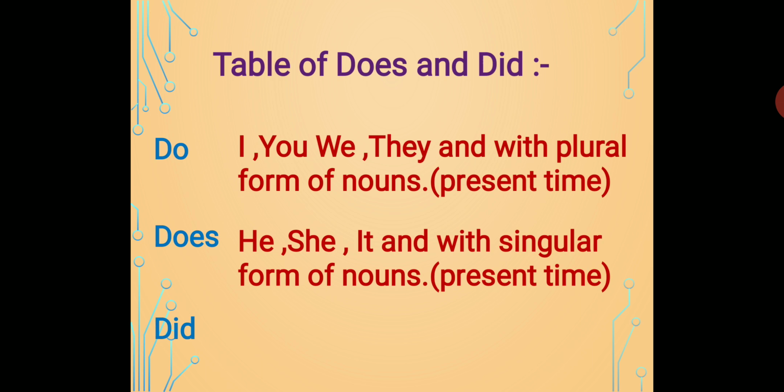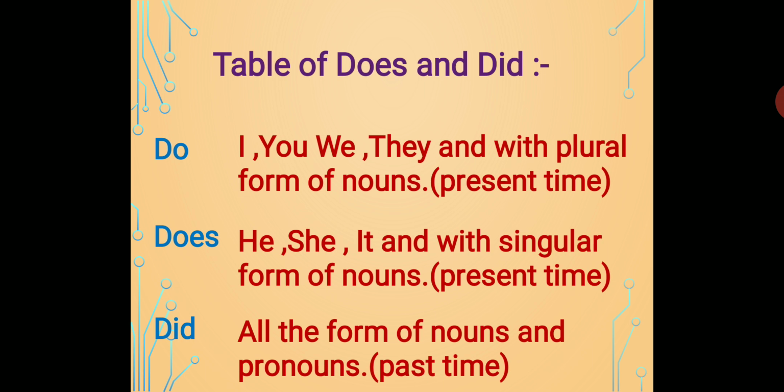And did: all the singular form of the nouns, all the plural form of the nouns, and all the singular and plural form of the pronouns. But we use did only with past time. Past time means the action is already done. This is the table, and I hope you will understand where and how we use do, does and did.